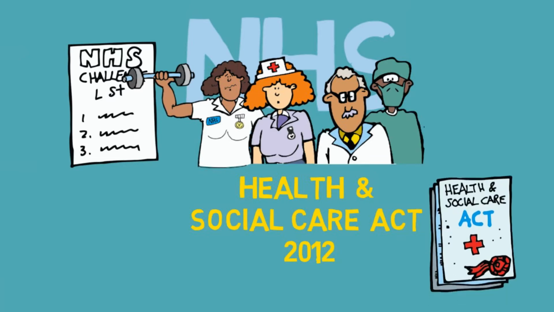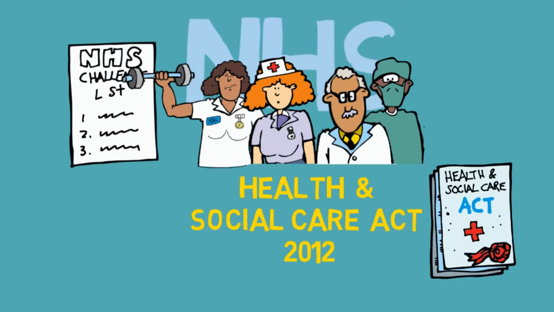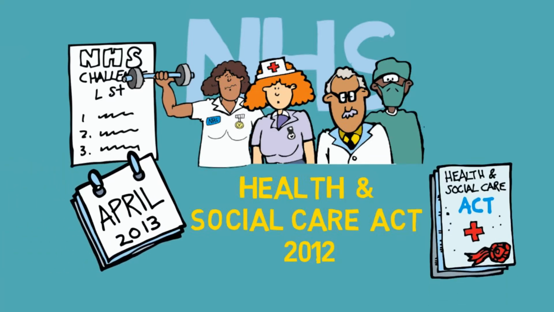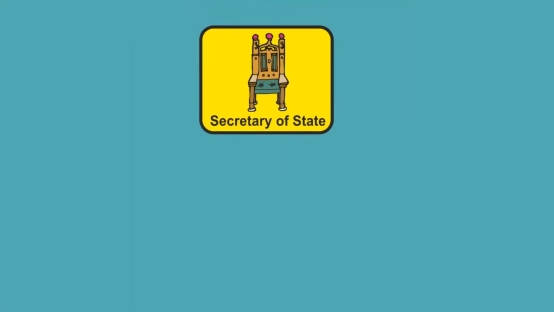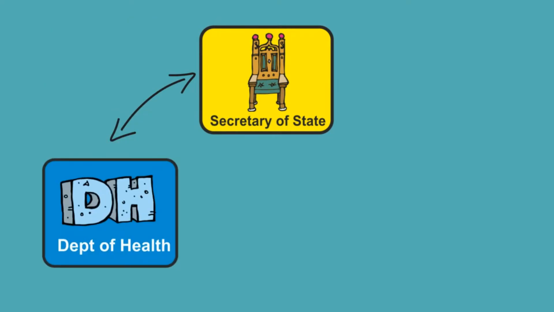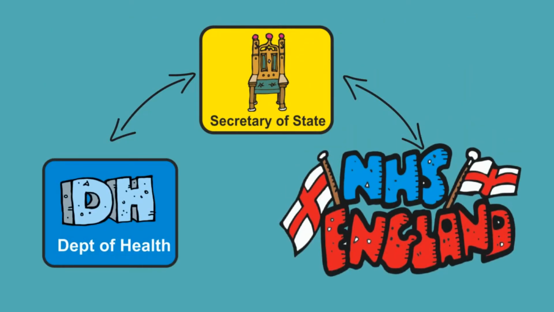The Health and Social Care Act 2012 was implemented in April 2013. It led to the first major change, which was to separate out the NHS from the Department of Health. It is now known as NHS England.